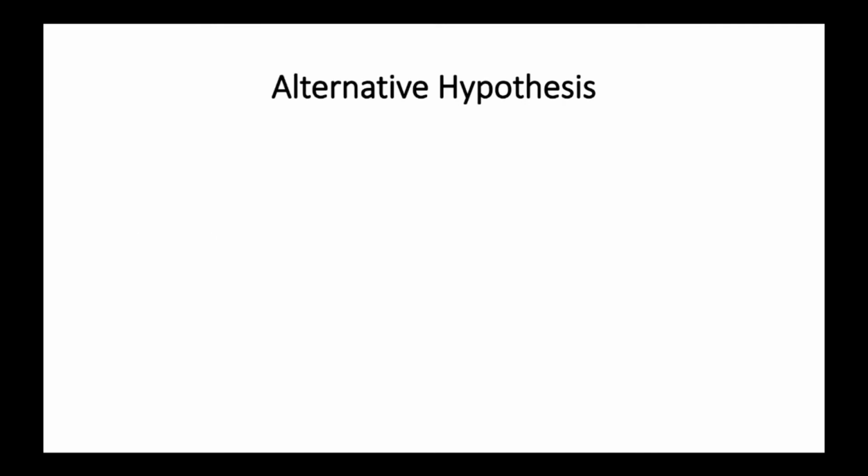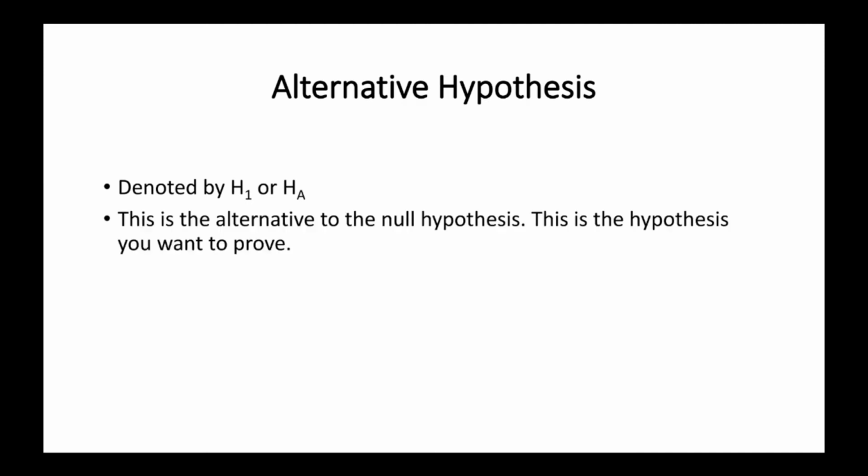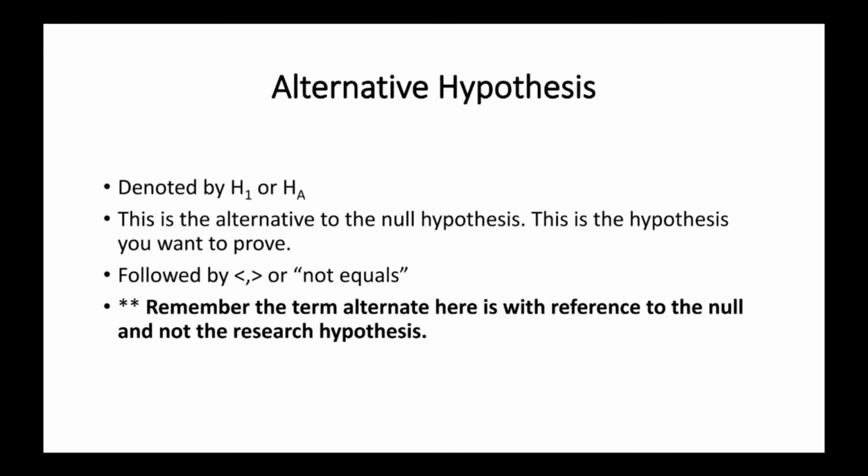Now, along with the null, the alternative hypothesis is what completes the hypothesis framework. This is generally denoted by H1 or HA, and this is the alternative to the null hypothesis, and this is what your research wants to convey. This is generally followed by less than, greater than, or not equals. Now always remember that the term alternate here is with reference to the null and not the research hypothesis.